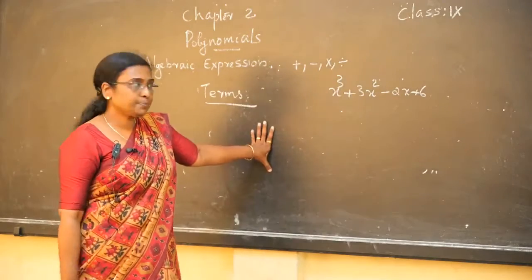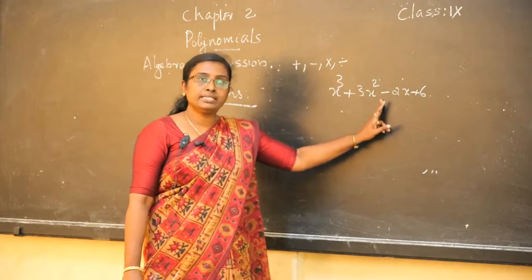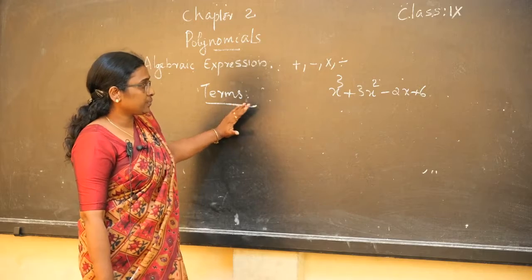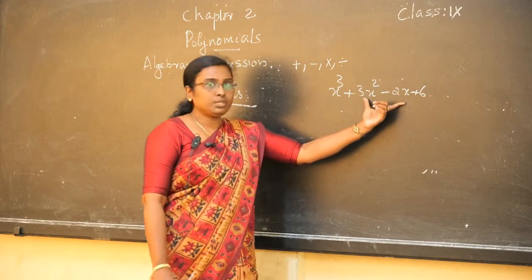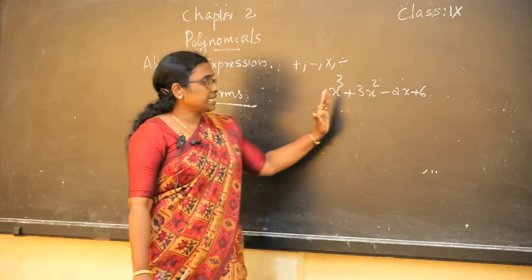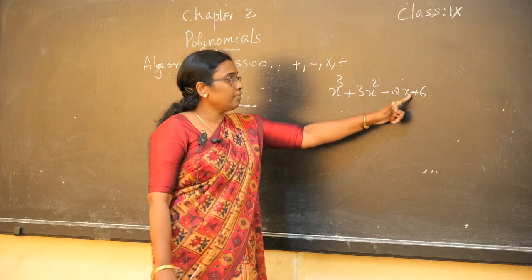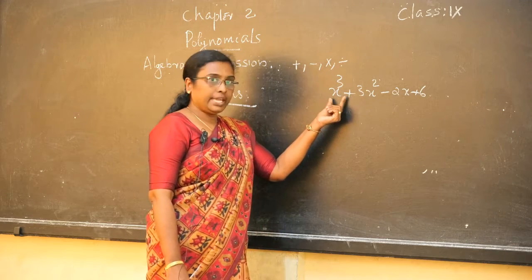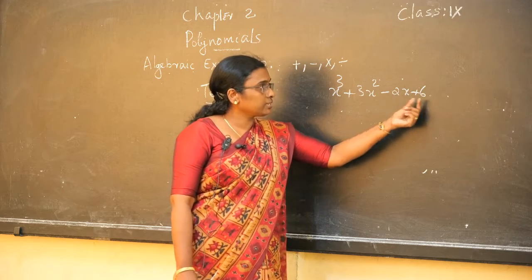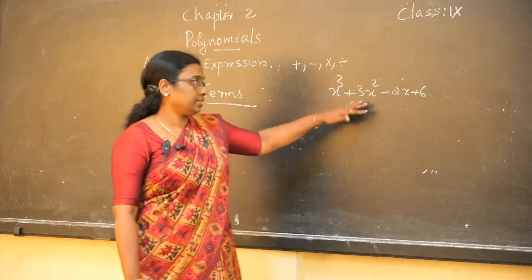Now, terms. Various parts of an algebraic expression separated by plus or minus symbols are called terms. Here, this is an algebraic expression. Here the terms are the parts separated by plus or minus symbols. So here x cube is one term, 3x square, minus 2x and 6 are the terms of this algebraic expression. You studied it earlier.